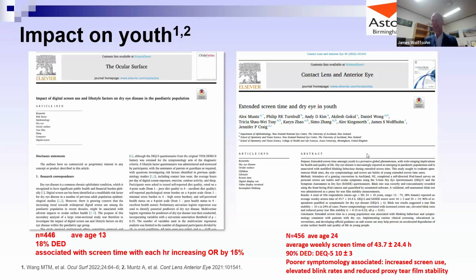And 90% of them met the criteria for dry eye symptoms. Poor symptomology was associated again with increased screen use, elevated blink rates, and reduced tear film stability. So a real issue with children, and we need to then think about the future as we move forward.